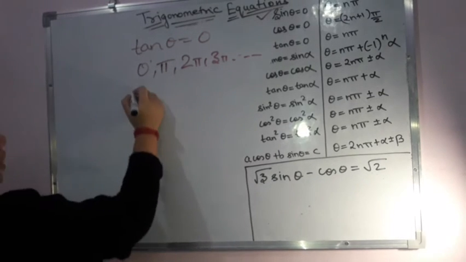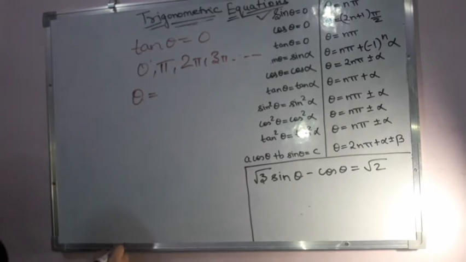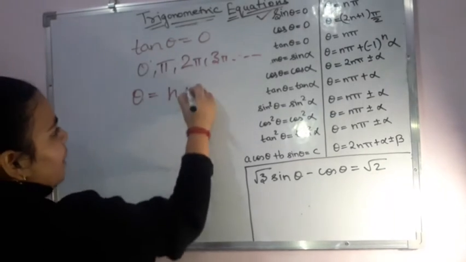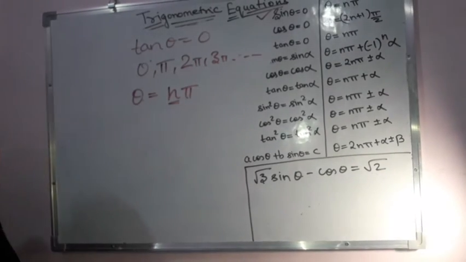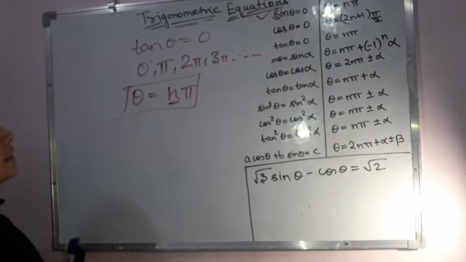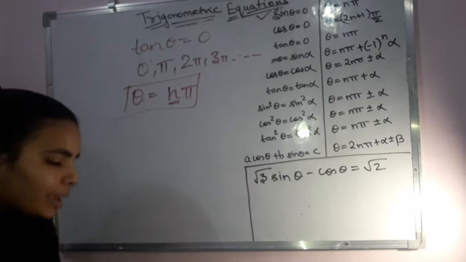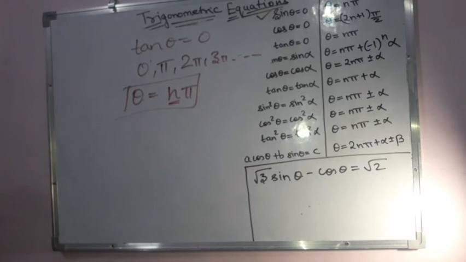Therefore the general solution for theta in this case will be equal to n pi, such that n belongs to an integer, right? This is the general solution for the tan theta is equal to 0 equation, where theta is equal to n pi. n could be any integer taken.